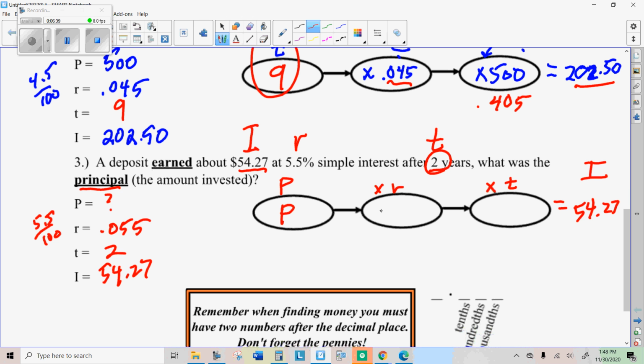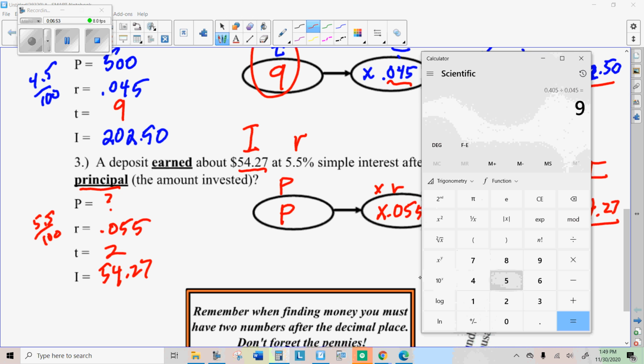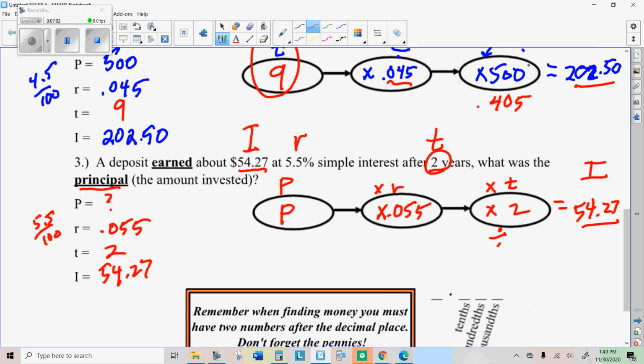Okay, so times 0.055 times 2 years gives me this number. Now working backwards, I'm going to start with 54.27 in my calculator. I'm going to divide that by the years first, and that equals 27.135. And then I'm going to divide that by 0.055.